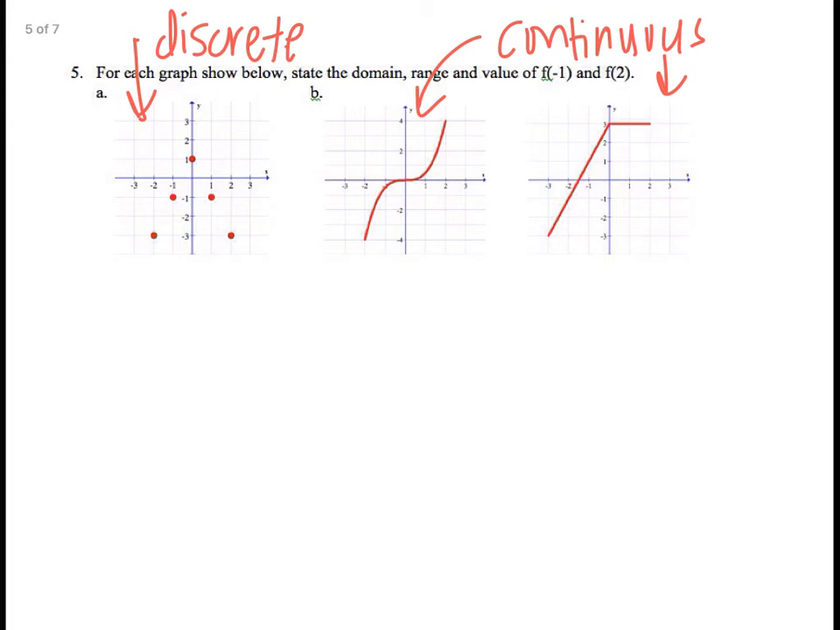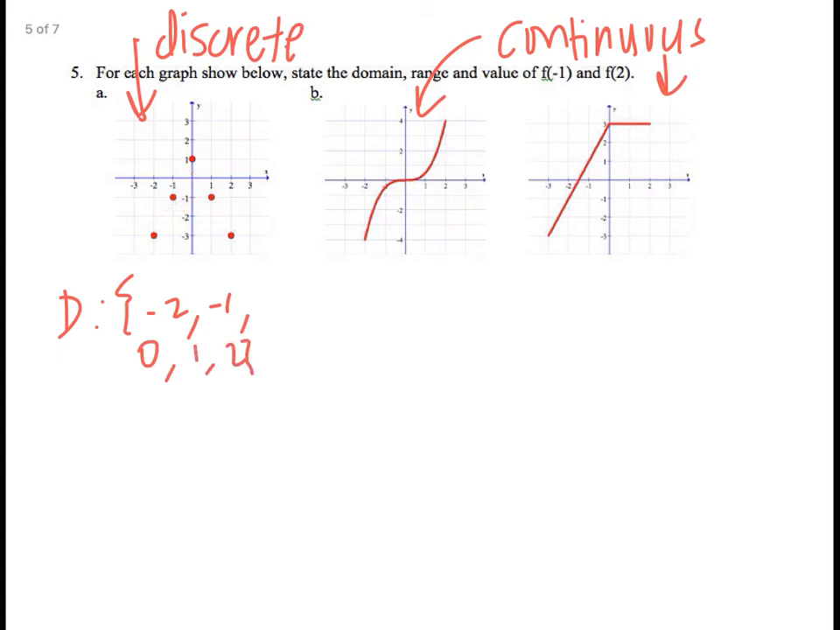So let's start with A for discrete. Let's look at our domain. So I'm going to do D for domain. Remember, domain is our input or our x's. When it's discrete, we use those little brackets and we list our x values. So if I start at this point here, the x value there is -2. X value for that point right there is -1. X value there is 1. And then, nope, sorry, let's back up. Should be a 0 in there. So it should be a 0, 1, and 2.